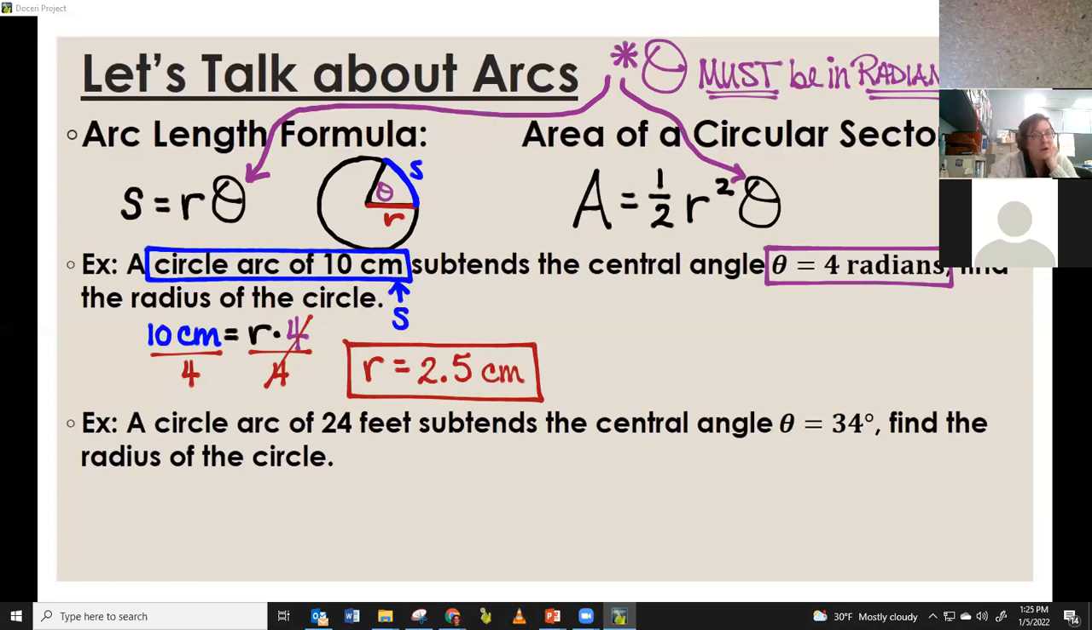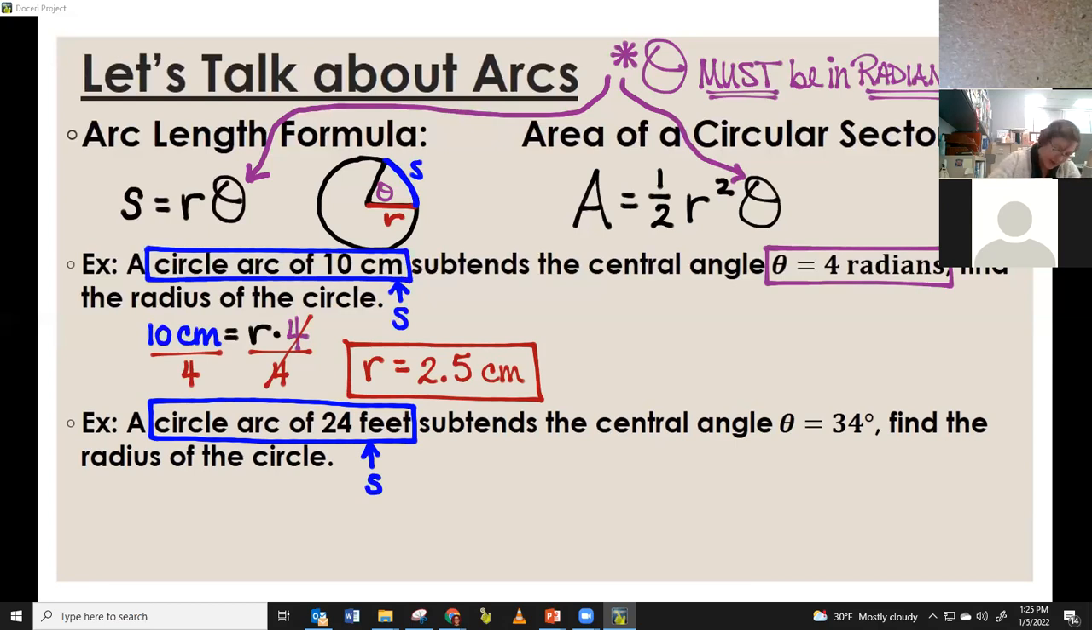A circle arc of 24 feet subtends the central angle theta, 34 degrees. Find the radius of the circle. 24 feet is what? Like, I would put that in the place of what variable? 24 feet goes in for S. Yes. Because that is my arc.